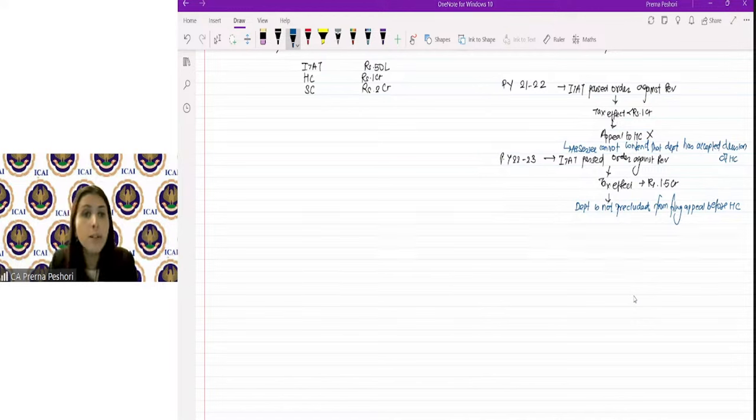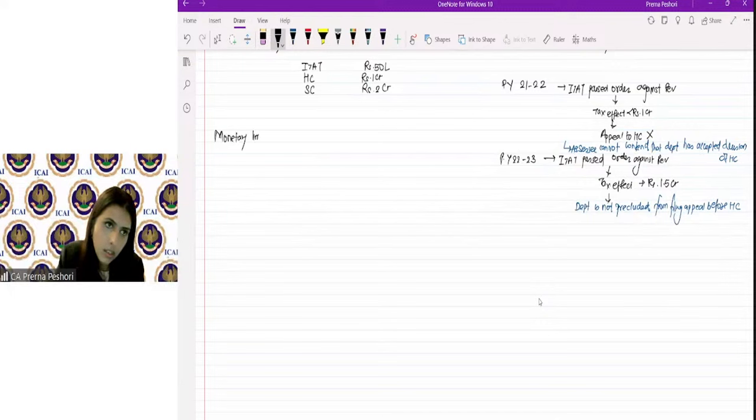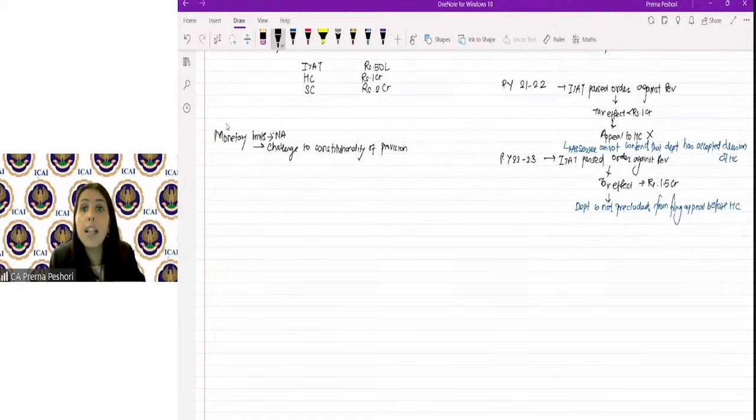Now, where the monetary limits will not be applicable. So, monetary limits are not applicable in cases where there is a challenge to the constitutionality of a provision, that whether this provision is valid from the constitutional perspective, whether it is challenging the fundamental freedoms, or whether it is a constitutionally invalid provision. So those kind of questions, there the monetary limit will not be applicable.